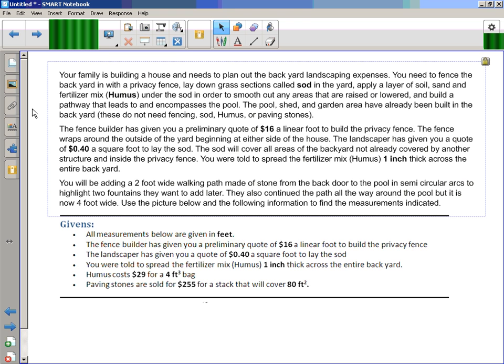Okay guys, I'm working the area, perimeter, and volume quiz that I gave you to work as a group. So we're going to talk about it and what's got to go on here. First off, I'm going to read this to you.